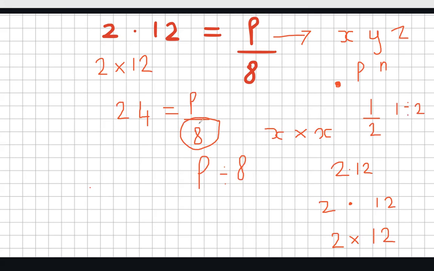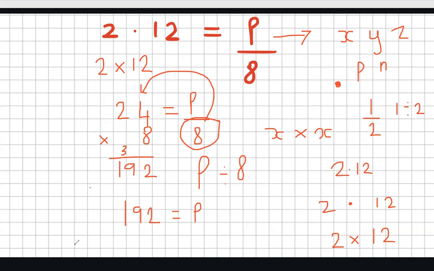If it's divide on this side of the equal sign, remember that equal sign's like a gateway. When we bring it over to the other one, it will be the opposite. So it will be 24 times 8. Now, 4 8s are 32 because 16 plus 16 is 32. And then 2 times 8 are 16, 17, 18, 19. And that's your answer. So your final answer will be 192 equals P.